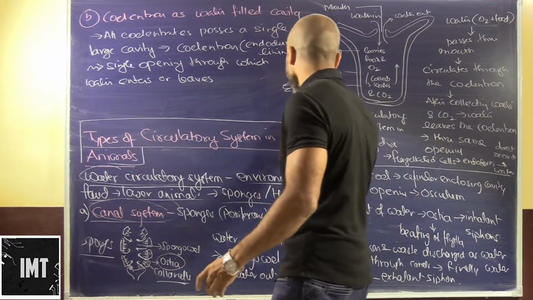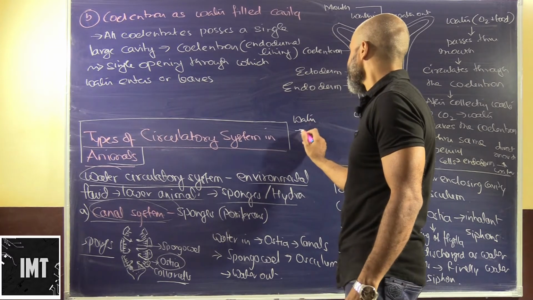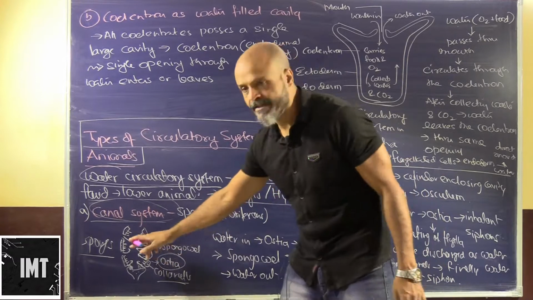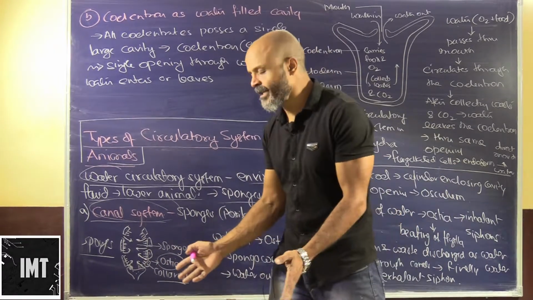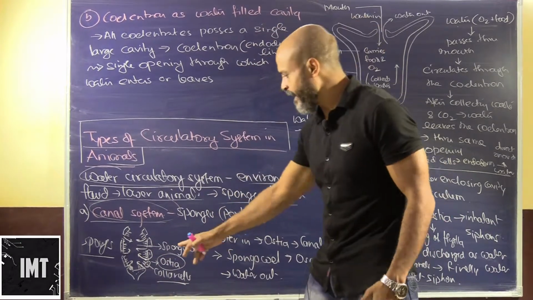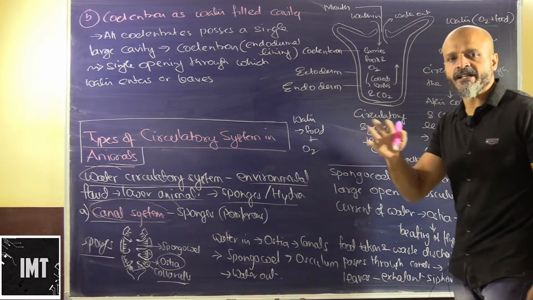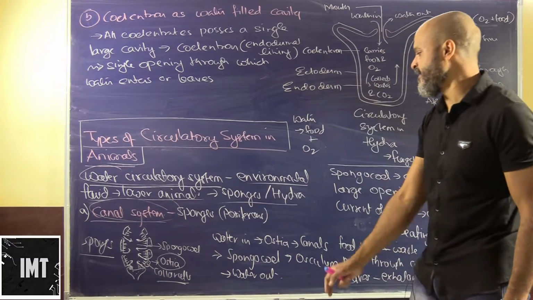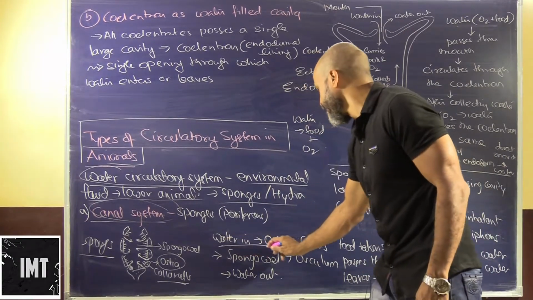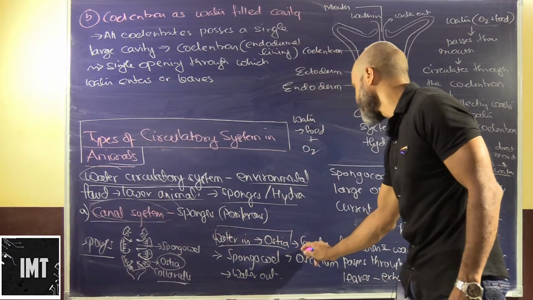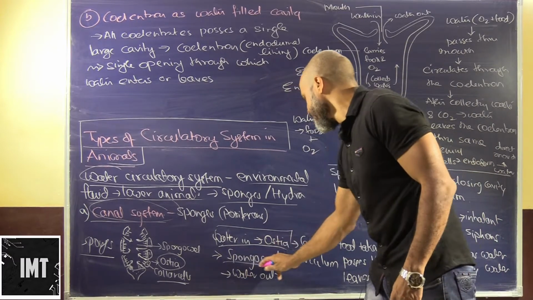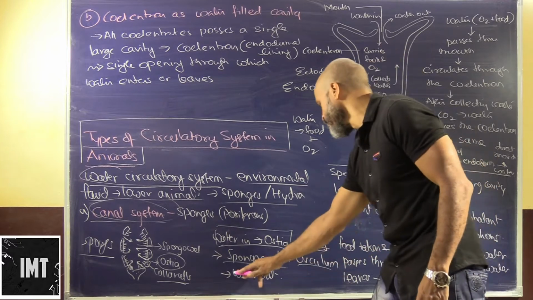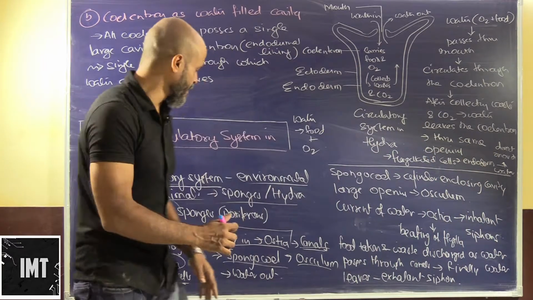Now the water that enters here carries along with it food plus oxygen. This water is basically driven by flagella. These flagella are driving the water up, and the water has entered through the ostia, through the different canals. There is this cavity known as spongocoel. Finally the water moves out through the osculum.